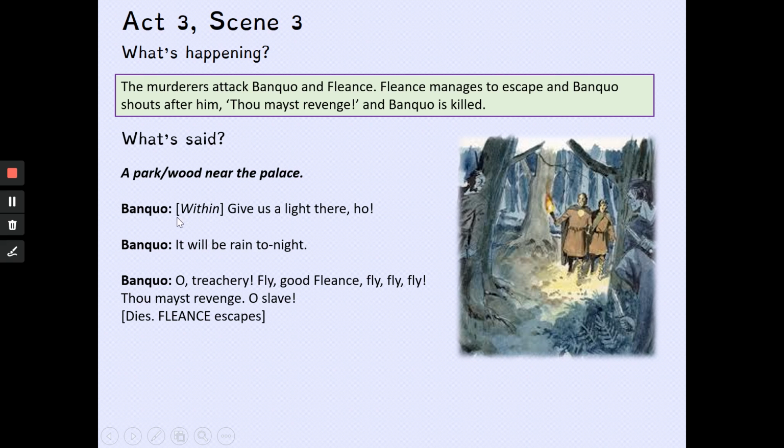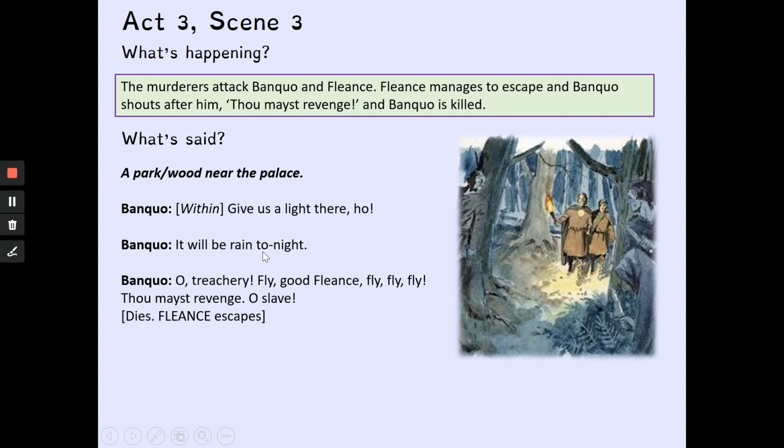Now, I've cut the text down here. It's not just Banquo speaking for the whole scene. But Banquo says 3 important things before he dies. "Give us a light there, ho." So that's about that idea of shining a light, both literal and metaphorical.